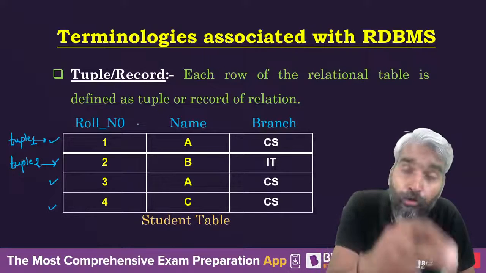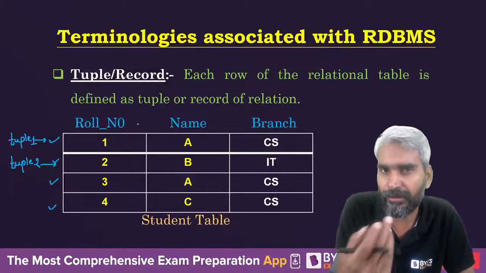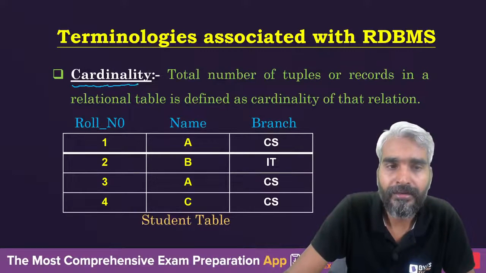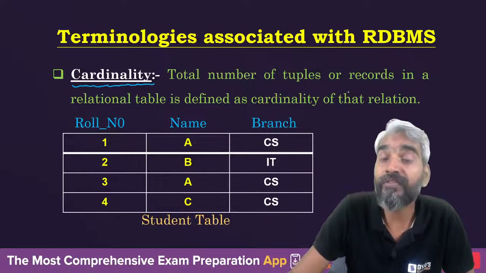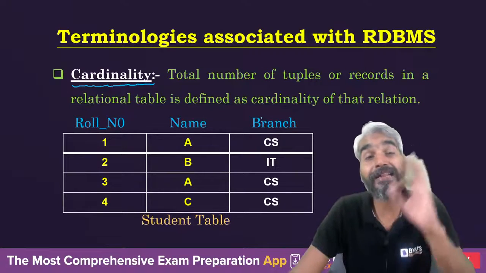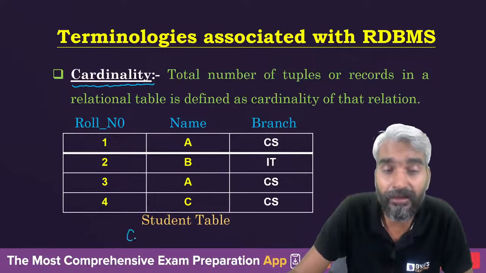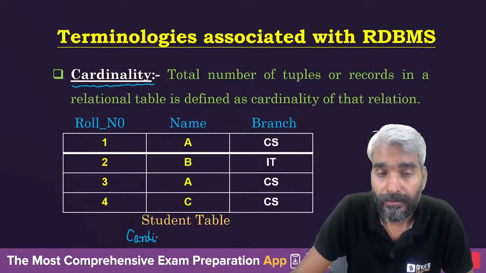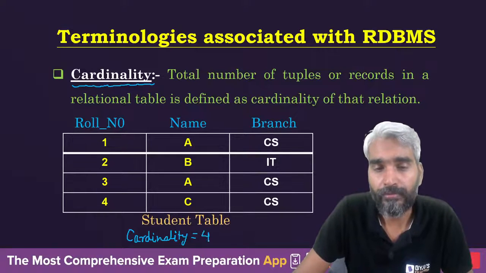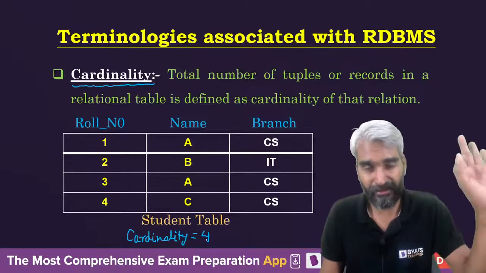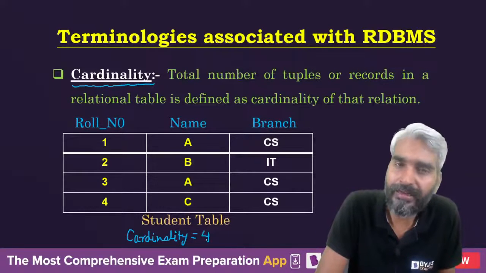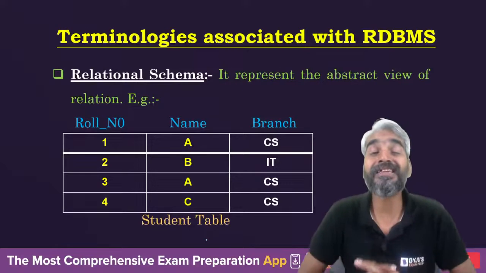So if there are 4 tuples, do we define something based on the number of tuples? Yes, that is known as cardinality. The total number of records or tuples in a relational table is defined as the cardinality of that relation. So what is the cardinality of this relation? Sir, the cardinality of this relation is 4. Okay, so we have understood 4 things: table, degree, tuple, cardinality. Next, relational schema.